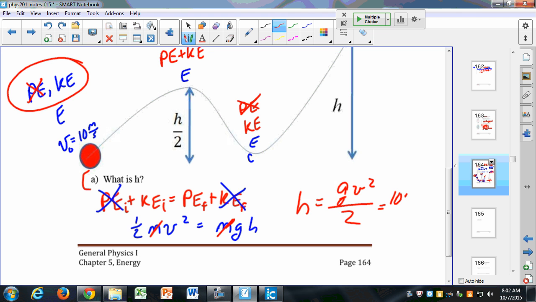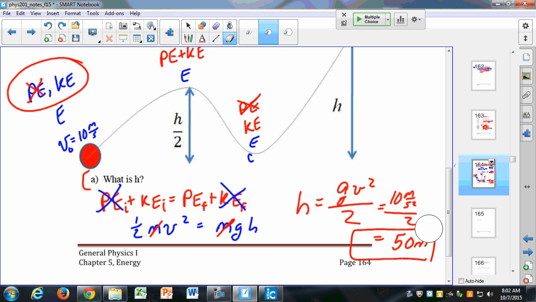That's 10 meters per second squared, 10 meters per second over 2. So that's 50 meters. So this object goes up to a height of 50 meters. Is that right? I don't know. I did it completely wrong. I'm sorry. Let me just erase that. I didn't think that sounded right.